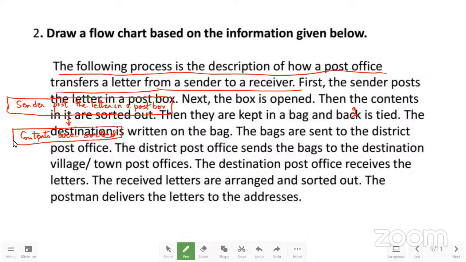Next step, put an arrow. Next step is letters are kept in the bag. Don't use abbreviations. In English, there's no abbreviation. Next box. They are sent to district post office.